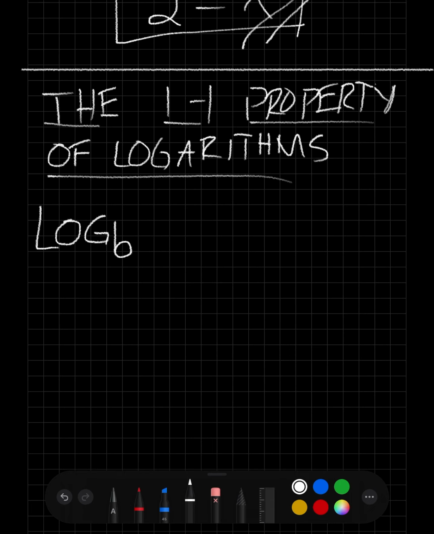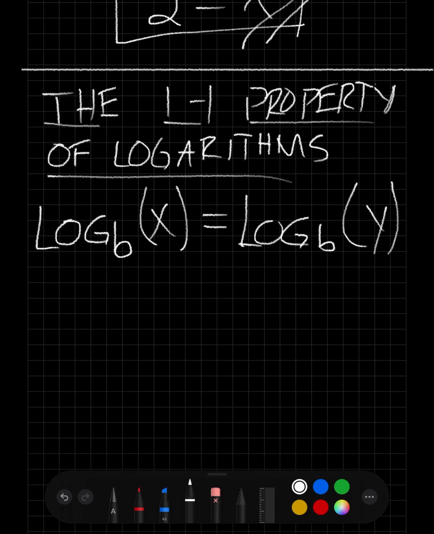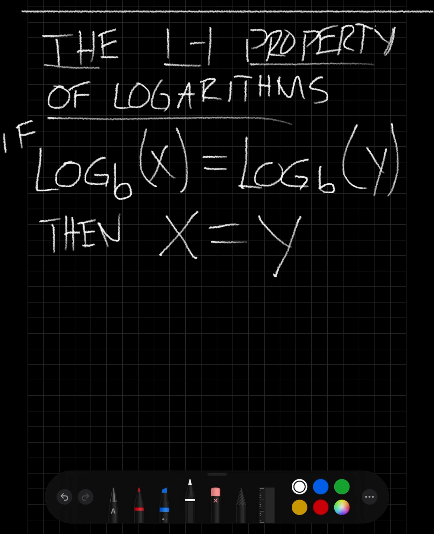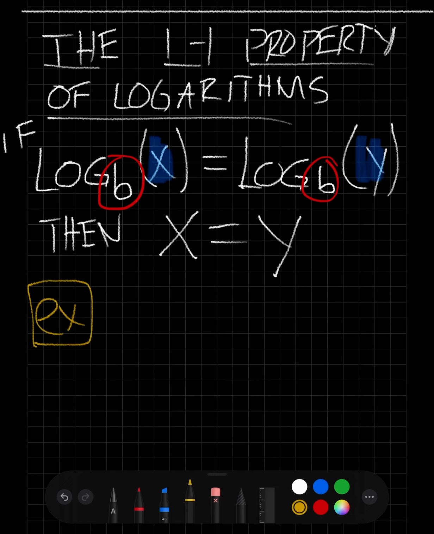So this is another if and only if statement. If I take a logarithm with a base of b of x, and that's equal to the logarithm with a base of b of y, then x has to equal y. So if I have these logarithms equal, x has to equal y. So what you're checking in this situation is you want to make sure your logarithms each have the same base. And then when that's true, you can set these arguments equal to one another.